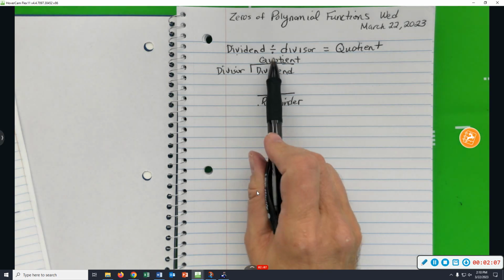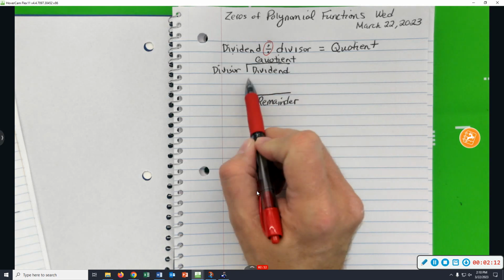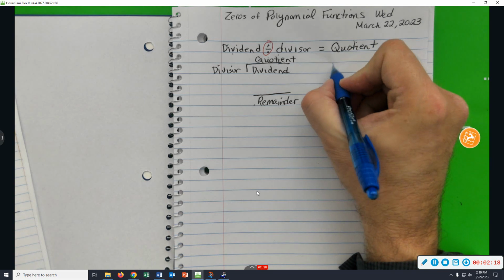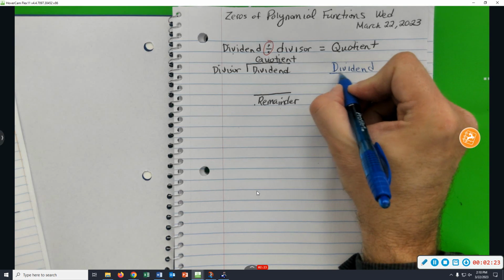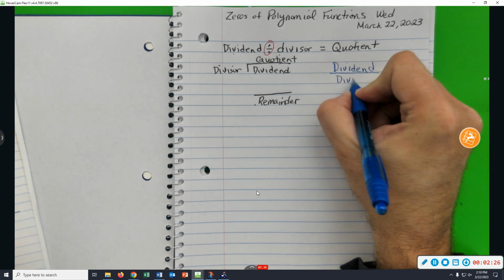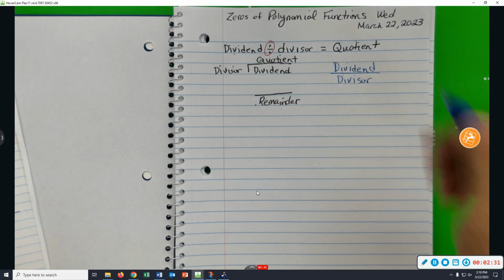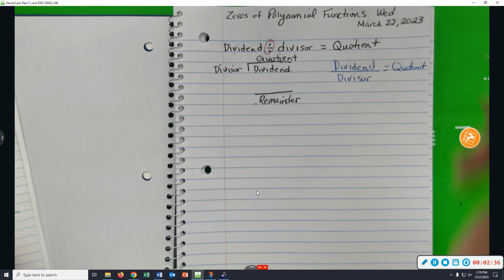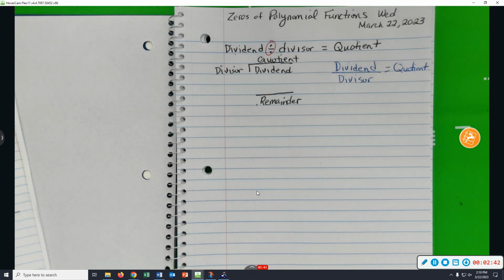So we could write division with this little two dot symbol. It could be written with what we used to call a long division bar. I prefer the fraction bar. If it's written with a fraction bar, then the dividend is on top, the divisor on the bottom, equals the quotient, and then plus the remainder.